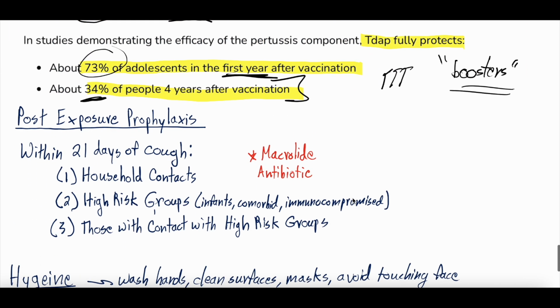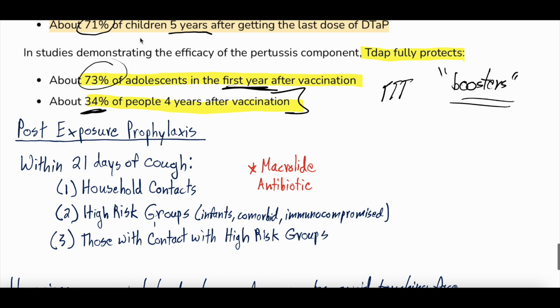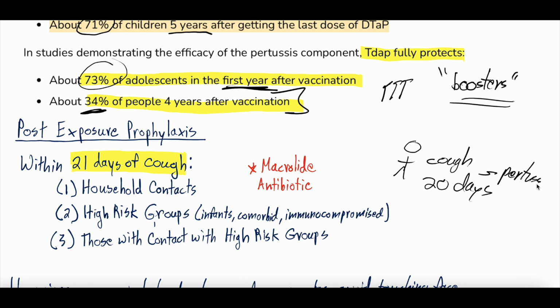Well, what if you have an exposure, right? You get exposed to someone who has pertussis. In the hospital, this is something that happens, right? If you're within 21 days, so let's say someone comes in for a cough that they have had for 20 days, or let's say your family member has had a cough for 20 days, and they get diagnosed with pertussis. There's a recommendation that all household contacts of that person get a prophylaxis dose of antibiotics, that macrolide, that is azithromycin.